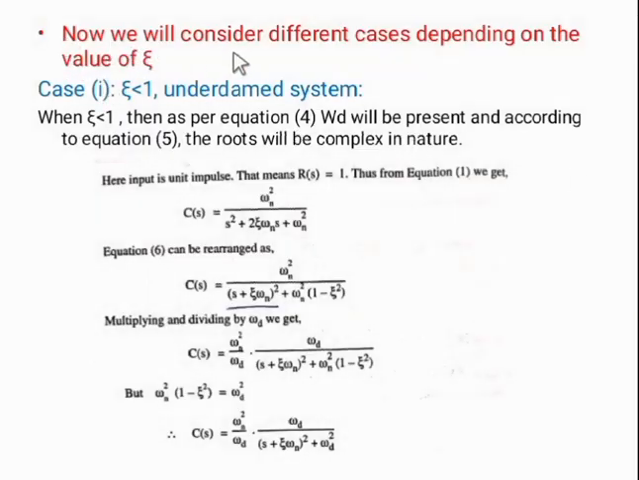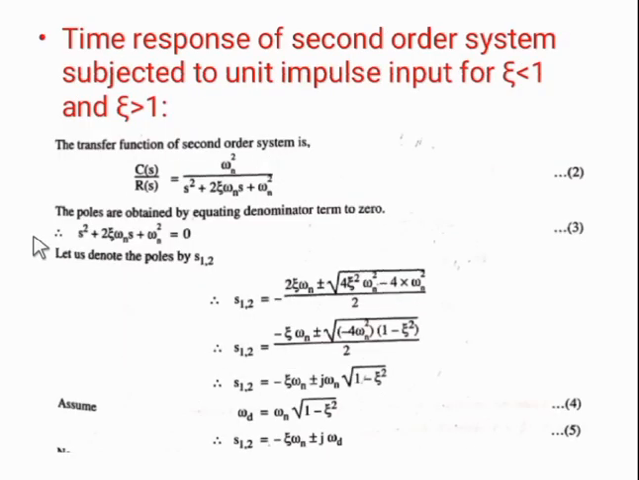Now we will consider the different cases depending on the value of zeta. First, case 1: consider zeta less than 1. So this is the underdamped system. When zeta is less than 1, then as per equation 4, omega d will be present, and according to equation 5, the roots will be complex in nature. So if zeta is less than 1, omega d is present, and according to these equations, the roots are complex.